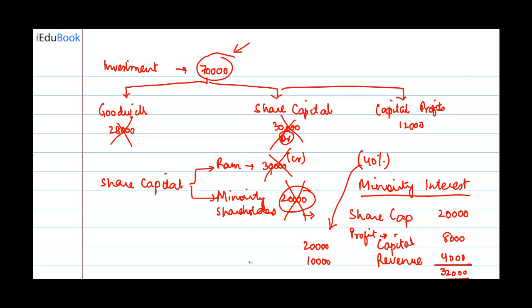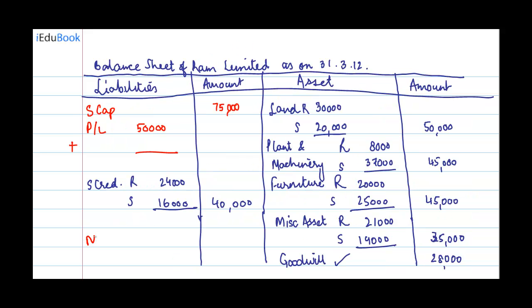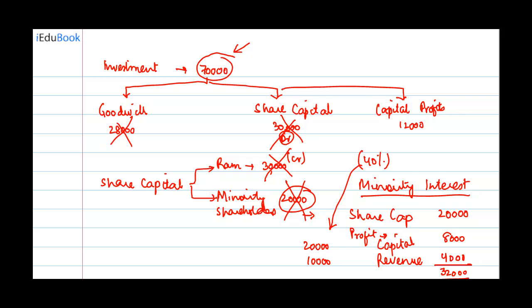So this 32,000 is basically coming as a liability. Why? Because as you have consolidated the assets of Sham Limited in your books, the proportion owned by outsiders is shown as a credit by way of minority interest. Right? Now the last bit is that out of this revenue profit, 4,000 is owned by minority. The balance belongs to Ram Limited.